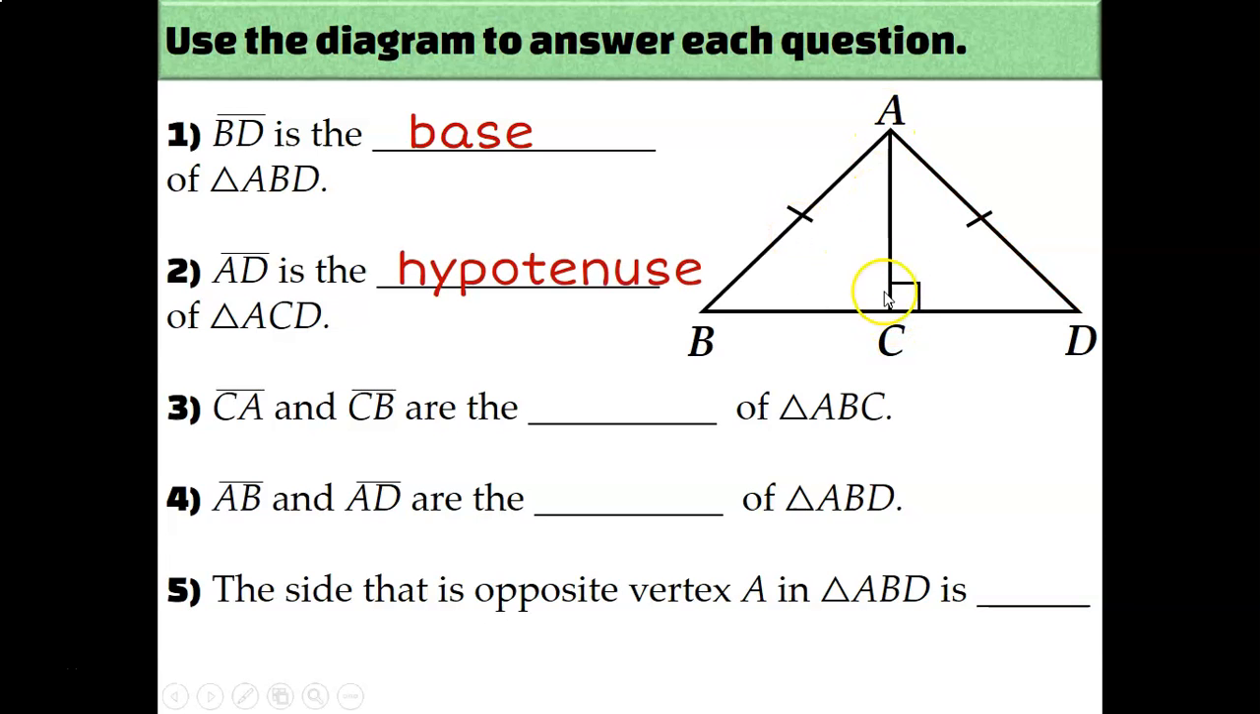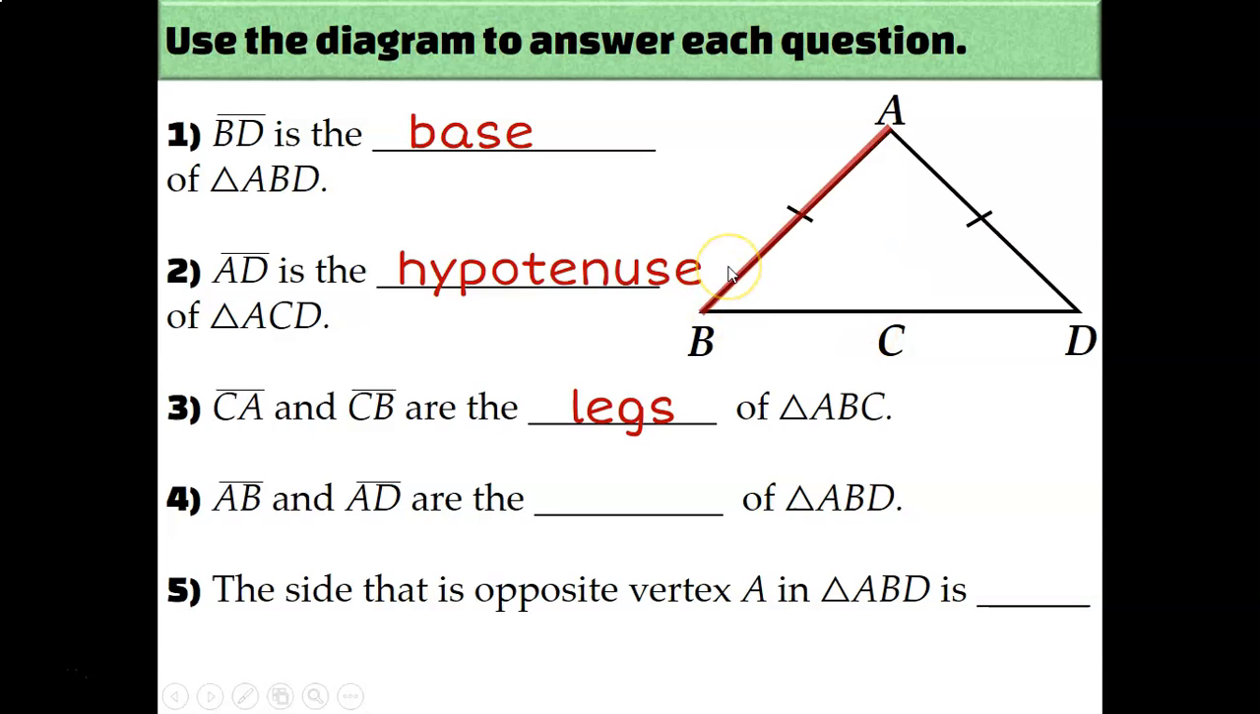What about sides CA and CB in triangle ABC? So this time I'm just focusing on the triangle on the left. And we actually lost some information when we got rid of the right-hand triangle over here. This was a right angle, so this would actually be a right angle as well. So I'm going to go ahead and write that on there. CA and CB. So these two sides right here, well, I would call those legs because they are the sides that create the right angle.